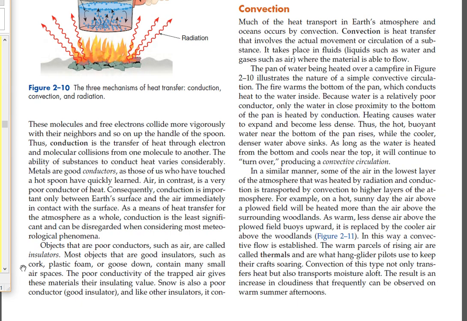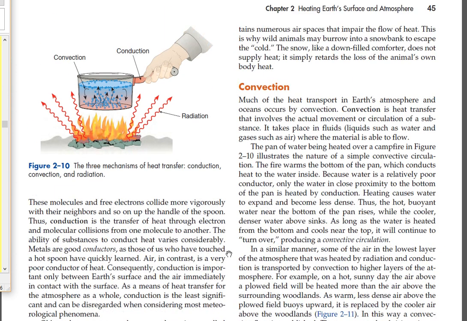Snow is also a poor conductor, good insulator, and like other insulators, it contains numerous air spaces that impair the flow of heat. This is why wild animals may burrow into a snowbank to escape the cold. The snow, like a down-filled comforter, does not supply heat, it simply retards the loss of the animal's own body heat.